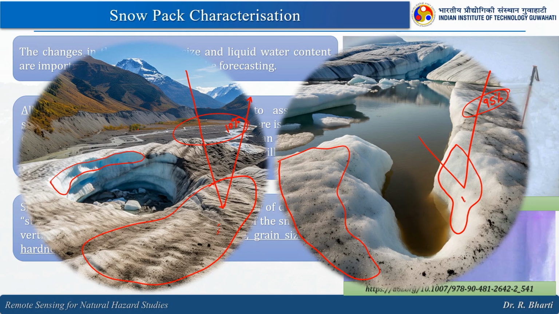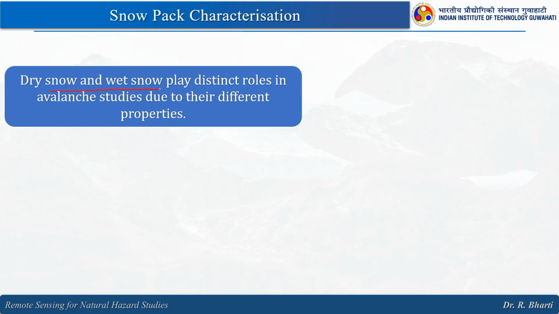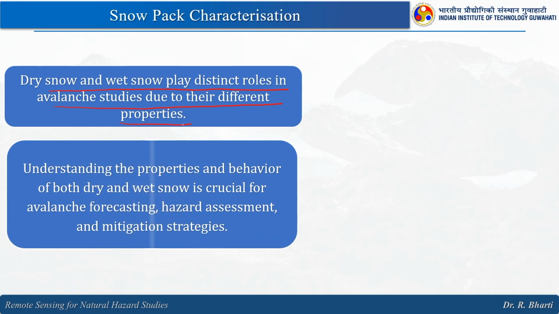Here you will have less energy available for changing the temperature of this system, but when we have contaminated snow, we have more energy to change the system's temperature, right. Dry snow and wet snow play distinct roles in avalanche studies due to their different properties, right. Understanding the properties and behavior of both dry and wet snow is crucial for avalanche forecasting, hazard assessment and mitigation strategies.